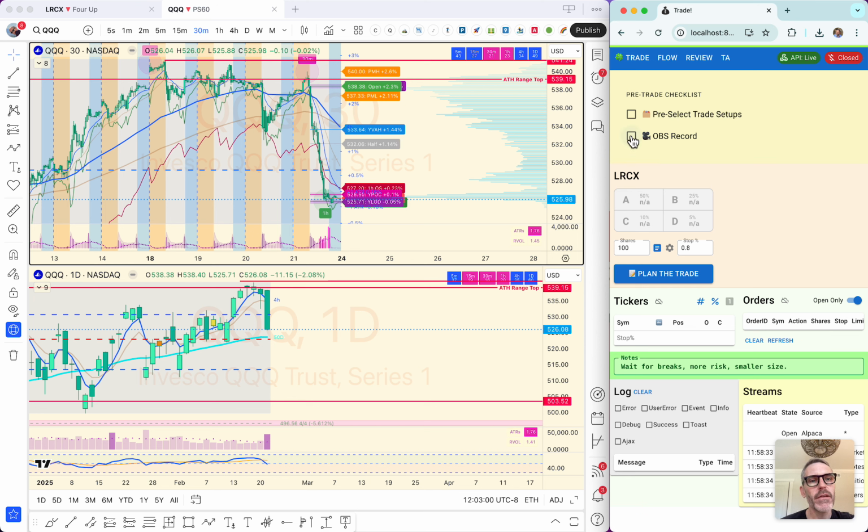And then last but not least, I do OBS record. So this is basically record my screen. I don't actually do OBS. I use Loom to record my screen because it doesn't take up as much resources on my computer. Anyway, long story, but I record my screen every day, and then I review the trades later. On the weekend, I go through and watch the trades that I took all throughout the week, and see what I could have done better.